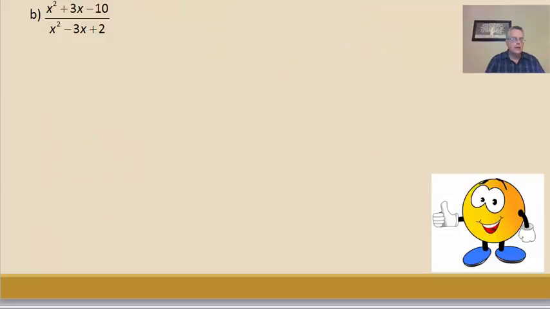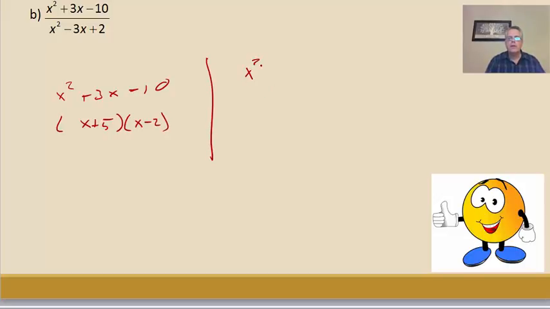Let's try this again. Here we have to factor this. We have x squared plus 3x minus 10. That actually factors into x plus 5 and x minus 2. We also have x squared minus 3x plus 2, and that factors into x minus 2 times x minus 1.